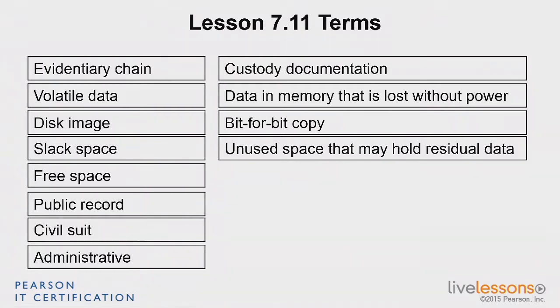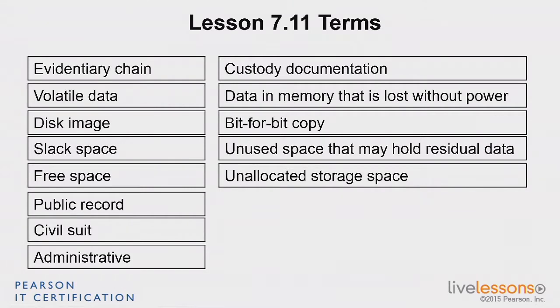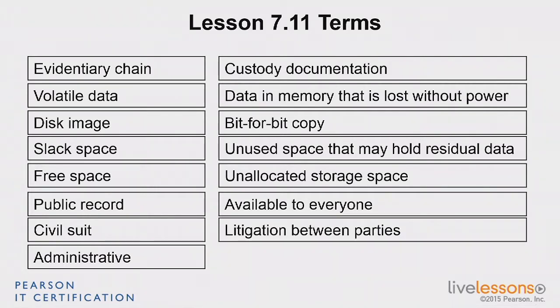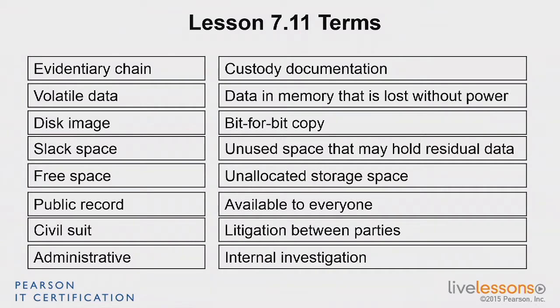The slack space is unused space that may hold residual data. Now, it may hold residual data because at one point there was a file allocated to that space. Free space is unallocated storage space. Public record means the information is available to everyone. A civil suit is litigation between parties. That's in contrast to a criminal suit, which is going to be between the government and an individual. And then administrative generally refers to an internal investigation. So those are going to be your best matches for our 7.11 terms.